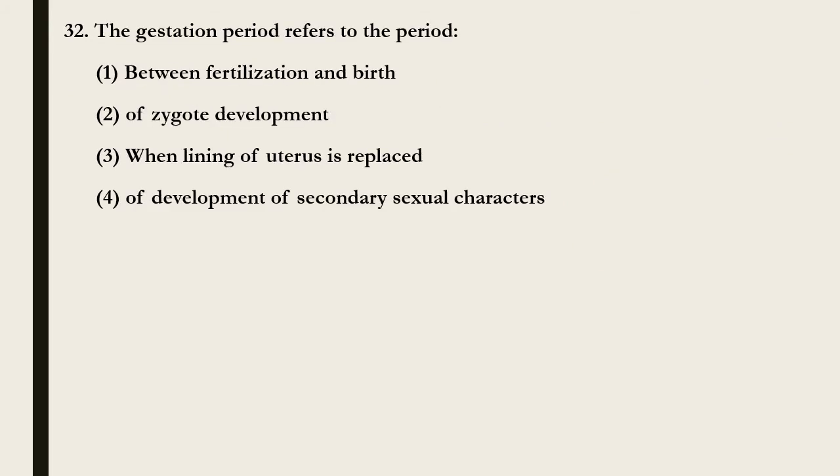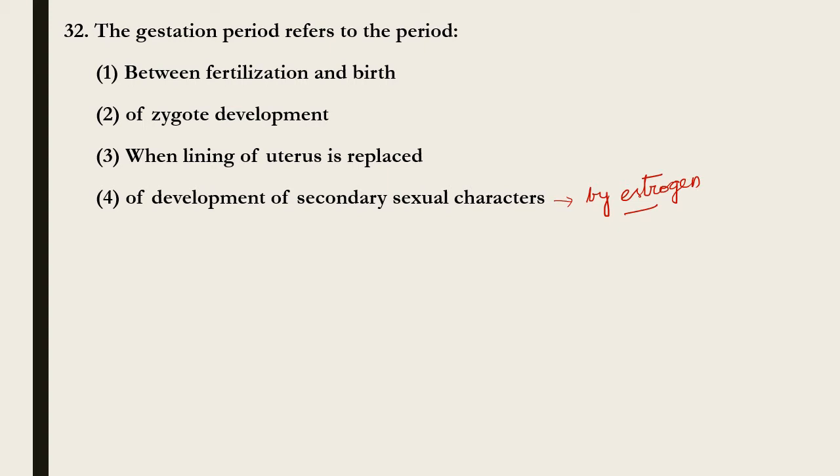Question number 32. The gestation period refers to the period: option 1, between fertilization and birth; 2, period of zygote development; 3, when lining of uterus is replaced; 4, of development of secondary sexual characters. Observe all the options. The development of secondary sexual characters takes place after puberty, after sexual maturity, by the female hormone estrogen.